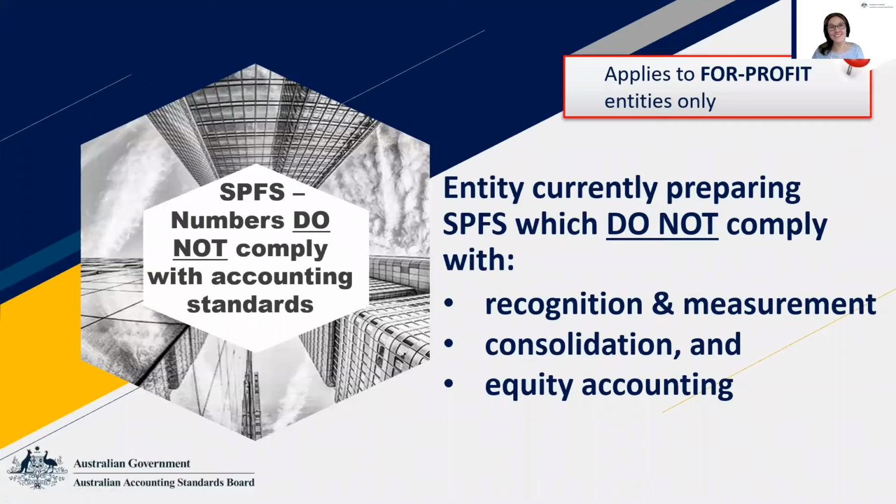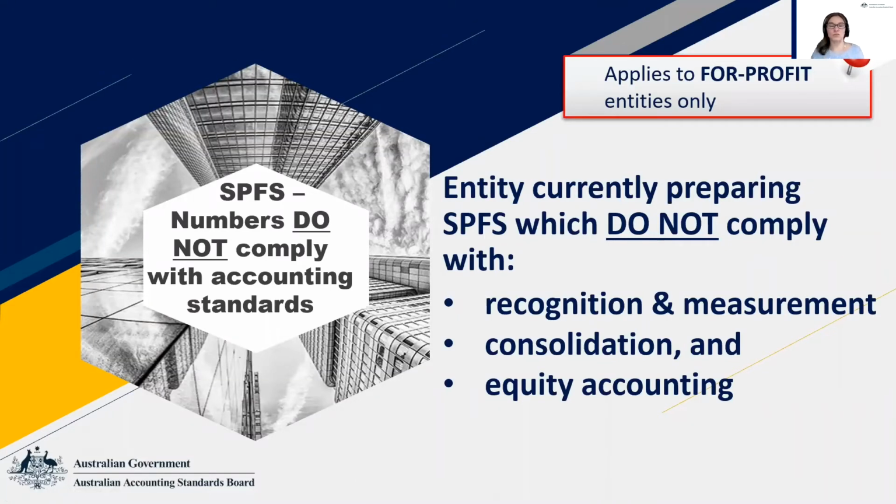So again, for-profit entities only. I'm just re-emphasizing that again, because for-profits are the only entities who are being required to move to general purpose. So what we've talked about so far is where you're currently doing RDR, or you're currently complying with all recognition, measurement, consolidation, and equity accounting. So the only thing that's changing is your disclosures.